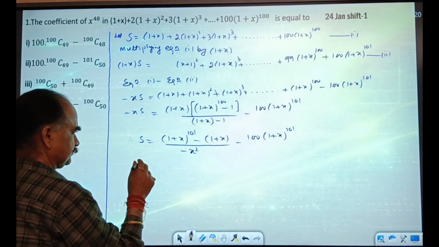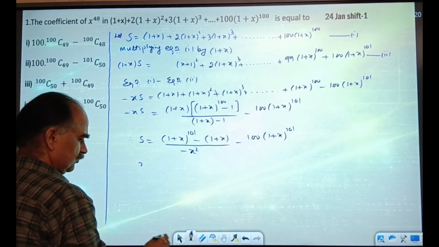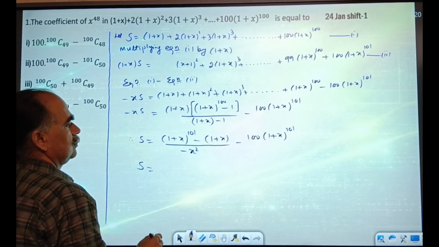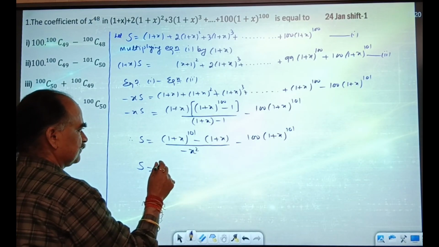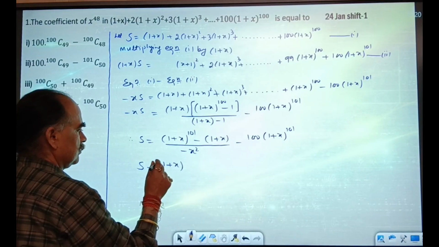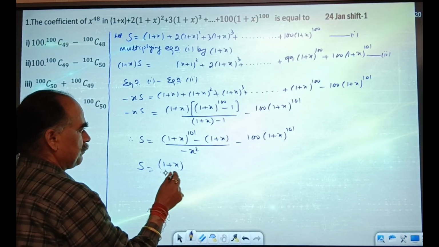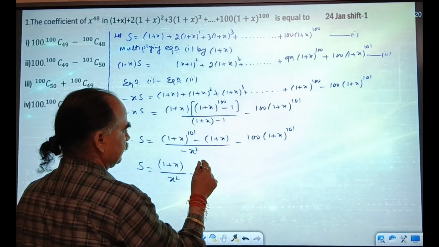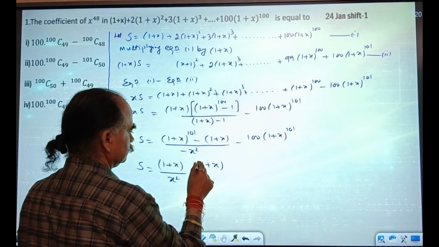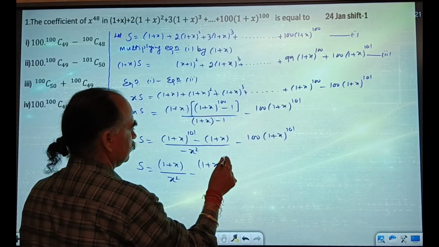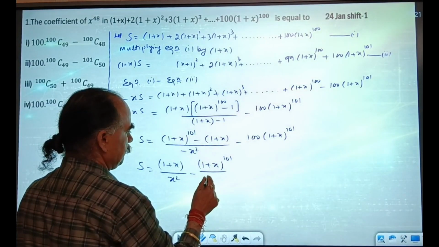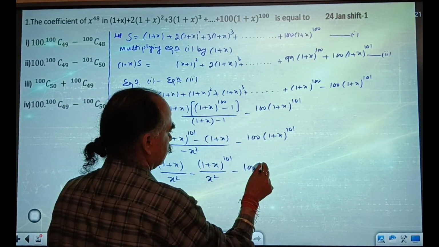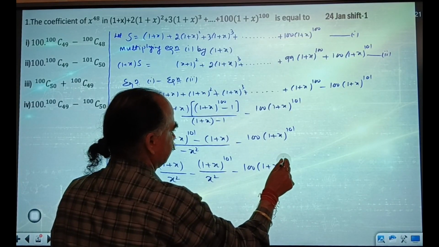Separate it. So S is what? 1 plus x upon x square minus 1 plus x raised to 101 upon x square minus 100 into 1 plus x raised to 101.